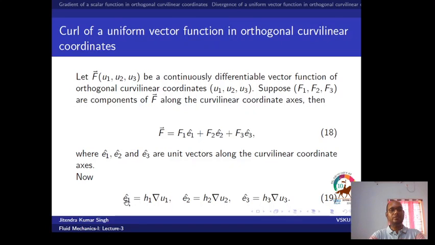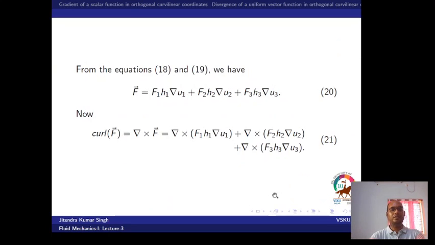Now this one we have already derived: the unit vector e1 is equal to h1 grad u1, unit vector e2 is equal to h2 grad u2, and unit vector e3 is equal to h3 grad u3. Now we shall use equation number 19 in equation number 18. We shall replace the unit vector e1 by h1 grad u1, e2 by h2 grad u2, and e3 by h3 grad u3. Then we get vector f is equal to f1 h1 grad u1 plus f2 h2 grad u2 plus f3 h3 grad u3.